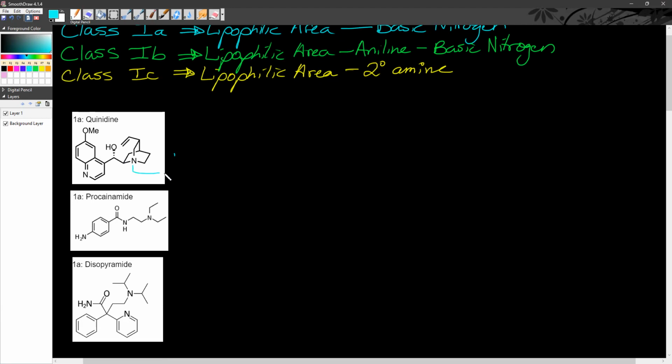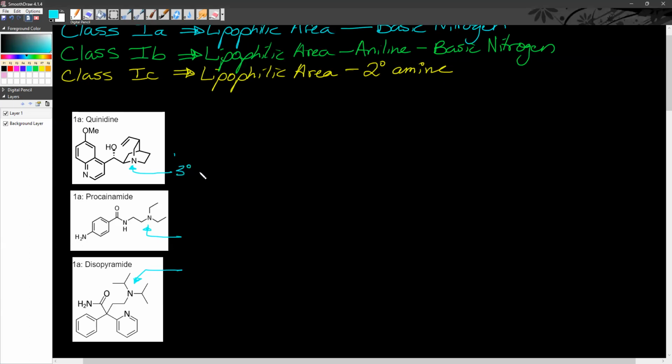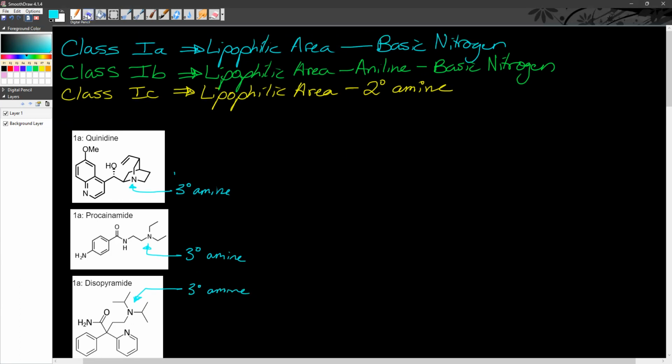So in this case, our basic nitrogen that we care about is these guys. And what kind of nitrogen do we find in class 1A? What functional group is this? Tertiary amine. So all of your class 1A antiarrhythmics are going to have tertiary amines. And we can actually fill that in here. And we can say that we have a tertiary amine.